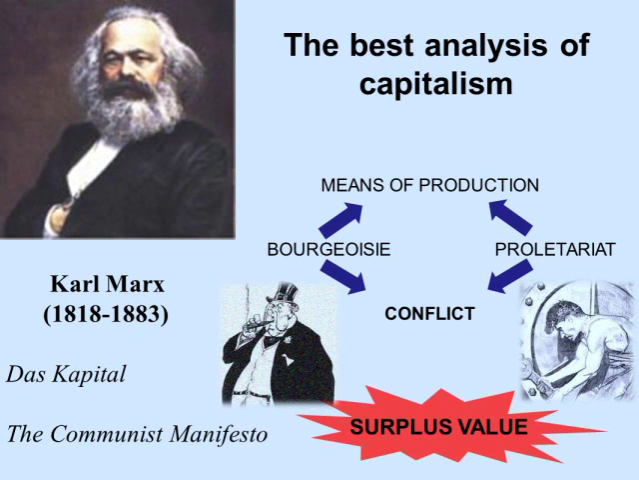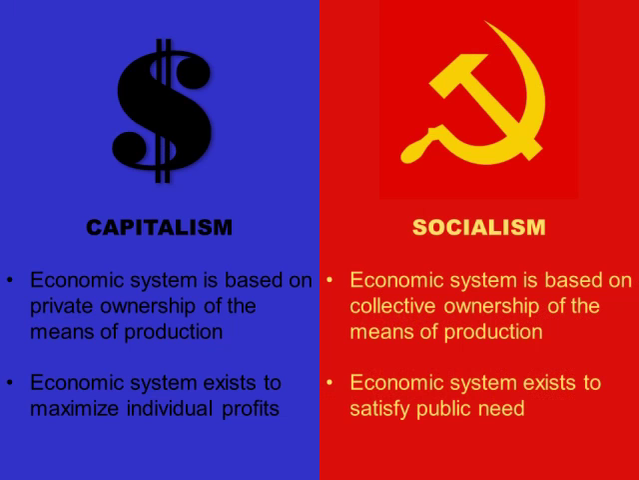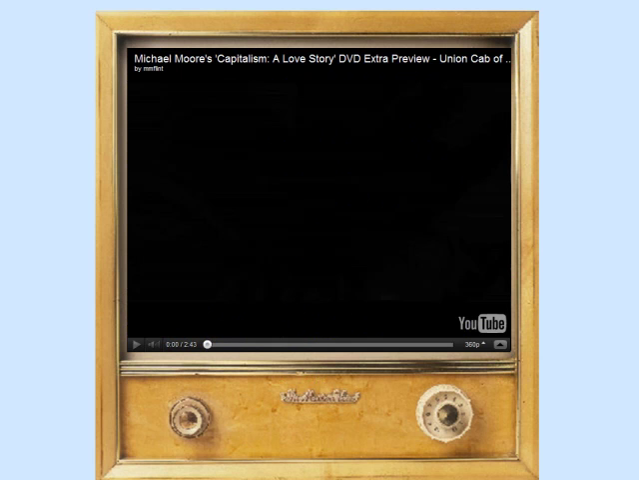It's called socialism. Here's a quick comparison between the two. Capitalism is a type of economic system based on private ownership of the means of production. Socialism is based on collective ownership of the means of production. The goal of capitalism is to maximize individual profits, while the goal of socialism is to satisfy public need. Does socialism work? Well, decide for yourself.